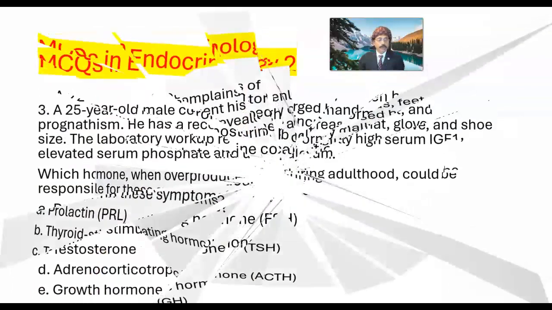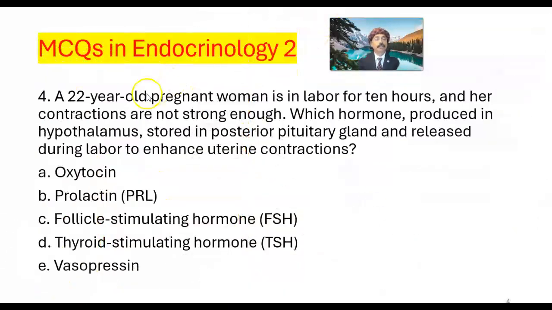Here a 22-year-old pregnant woman in labor, so most likely she is in late term of pregnancy. She's in labor for 10 hours and her contraction, meaning contraction of the uterus, is not strong enough. Which hormone produced in hypothalamus, stored in posterior pituitary and released during labor to enhance uterine contraction?